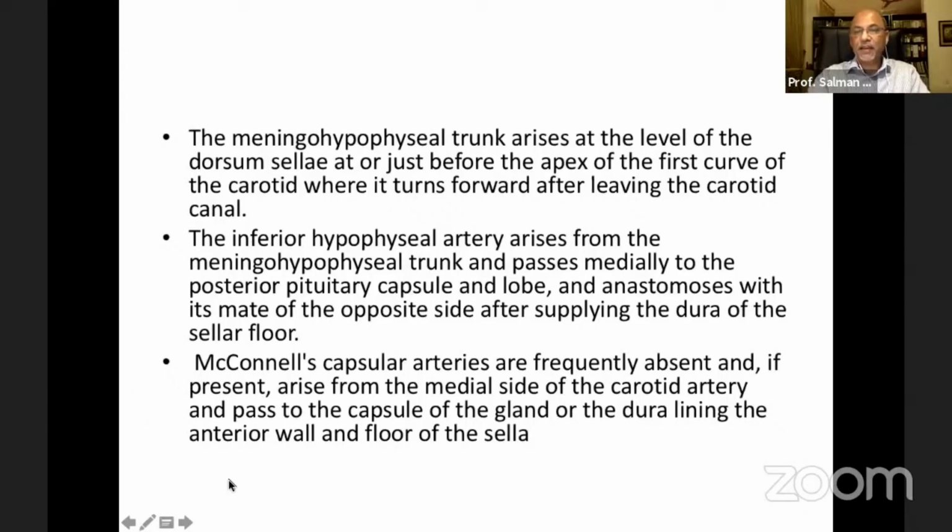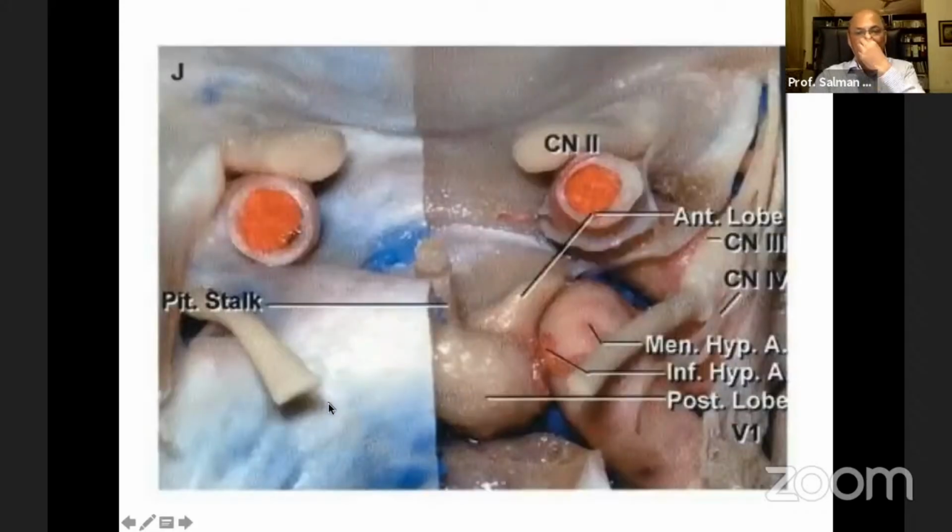Meningeal capsular arteries are frequently absent, and when present, they arise from the medial side of the carotid and pass to the capsule of the gland. So here in this particular diagram, we can see the meningohypophyseal artery arising and turning around, supplying the posterior lobe. You can see a lingula of the anterior lobe of the pituitary, a small lingula, and you can clearly see the second nerve going through the optic canal.